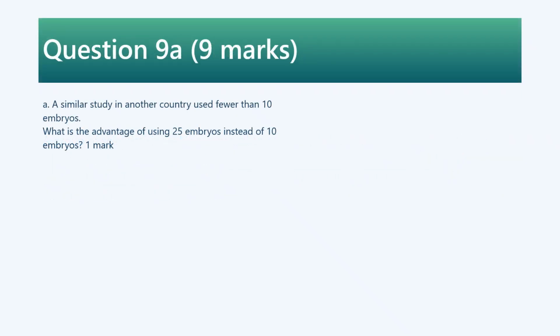A similar study in another country used fewer than 10 embryos. What is the advantage of using 25 embryos instead of 10 embryos? 1 mark. Conflating reliability or precision with accuracy.